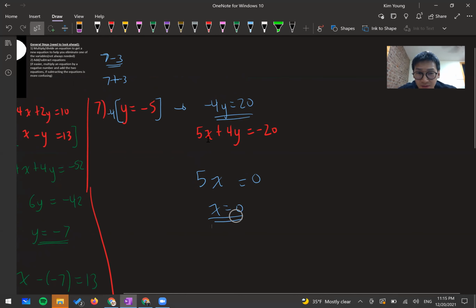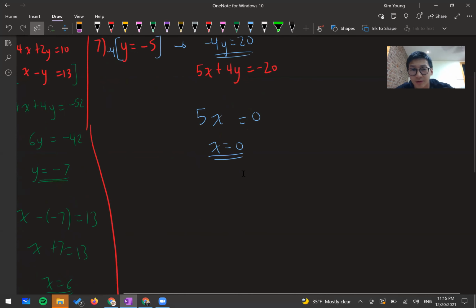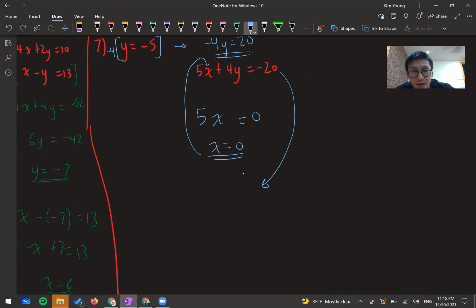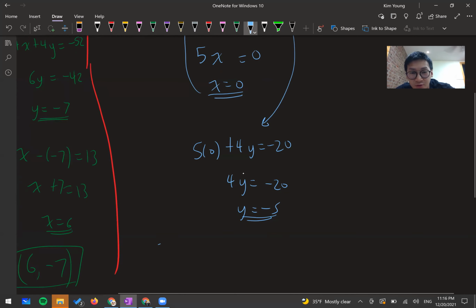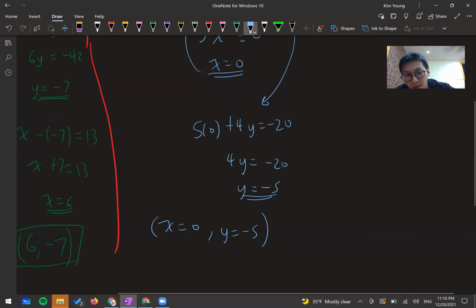Okay, x equals 0. So 5 times 0, that's 0. So you put this here, and then you're going to get this equation. Show the work this time. So you get 4y is equal to negative 20. In other words, y is equal to negative 5. In other words, the solution is x equals 0, y equals negative 5, or 0 comma negative 5.